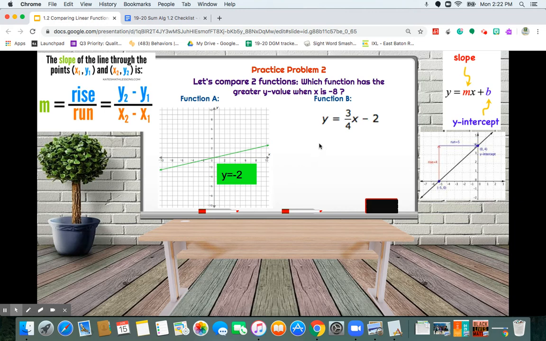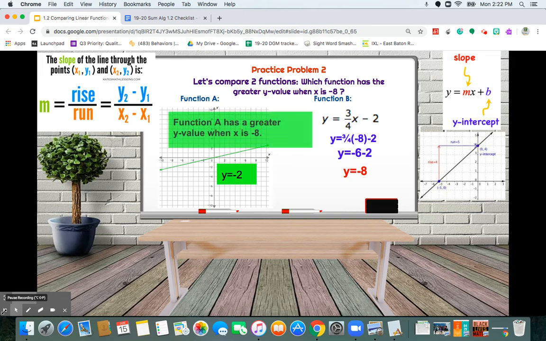Let's look at function b. How are you going to tell what your y value is when your x is negative 8? Now we're going to do a little bit of algebra. We're going to substitute in negative 8 where we see our x, and we're going to do that math. 3/4 multiplied by negative 8 is negative 6. Negative 6 minus 2 is equal to negative 8. So which function has the greater y value when x is negative 8? Function A has the greater y value when x is negative 8.